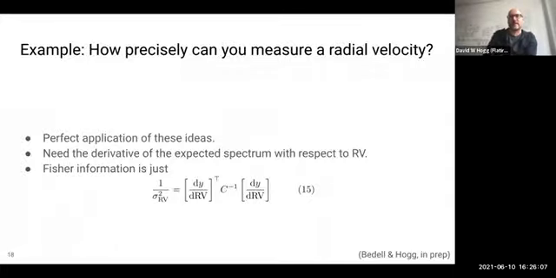And so in the information theory, the Fisher information is that the inverse variance of the radial velocity should just be the inverse variance of the data sandwiched in between two derivative operators, which are the derivative of the spectrum with respect to radial velocity.